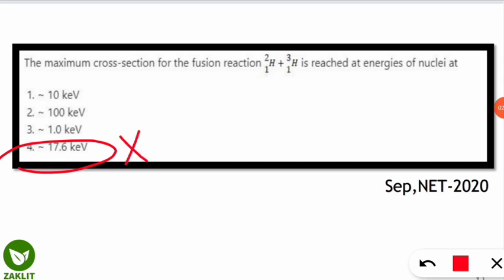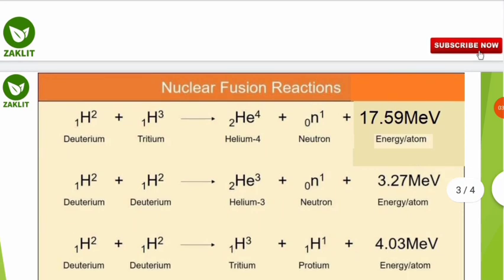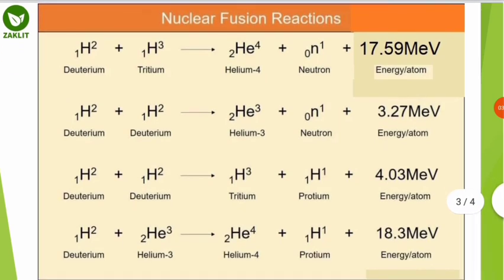It is not asking how much energy is released due to the fusion of these two, deuterium and tritium. It is asking at what energy the maximum cross section is reached. So this is not telling how much energy will be released, it is telling the maximum cross section at what point of the energy. So this is wrong, and this is also given in kilo electron volt, but the energy which is released is in mega electron volt. So if you want to know, you should note it down.